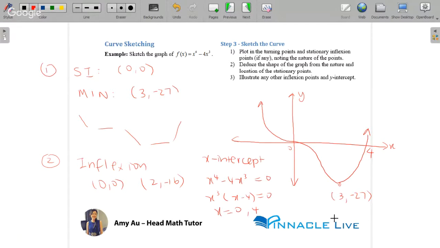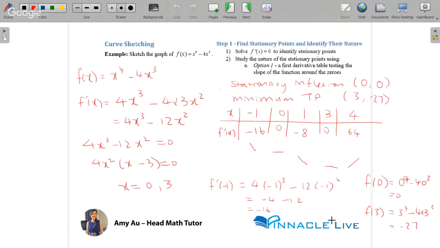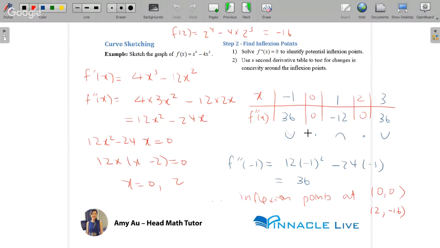So to summarize, first step is to look at the first derivative, solve it to 0, find the points, study around those points, look at the gradients, and then deduce what type of points they are. Second step, if you have to find inflection points, look at the second derivative, solve it to 0, test around those points, see if there is a change in concavity. If there is, then they are inflection points.